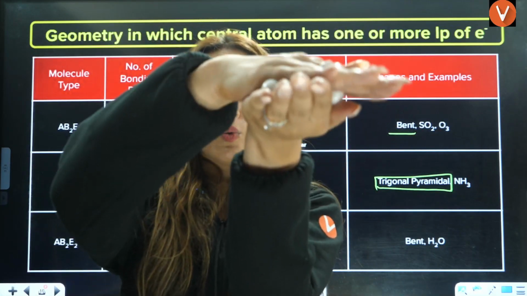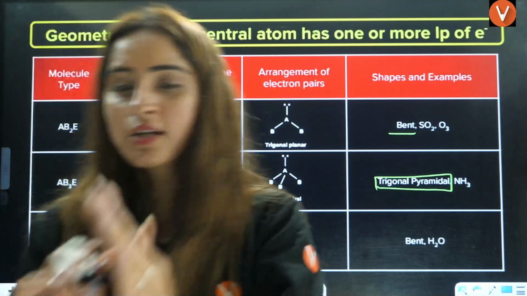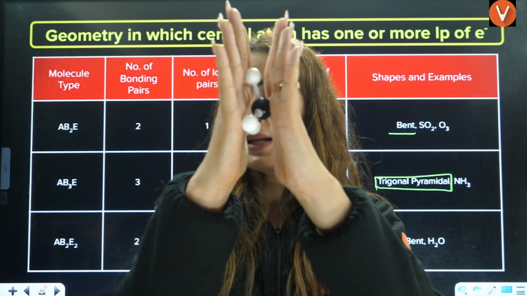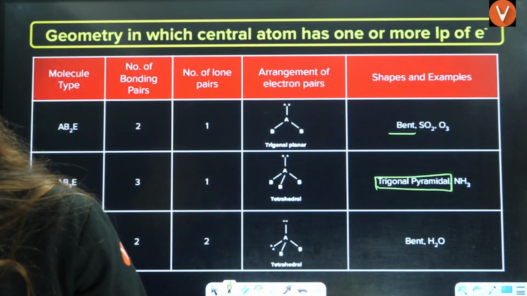This is in one plane only, right? And what about this one? This is not in one plane. Can you see? This is not in one plane. So this is trigonal pyramidal, right?